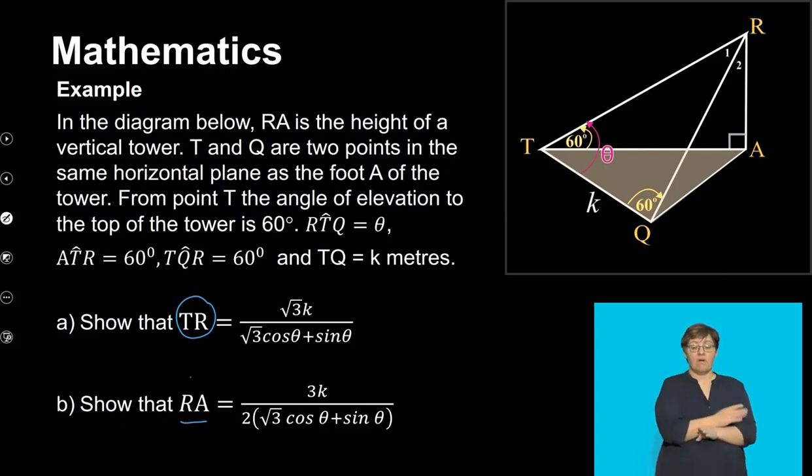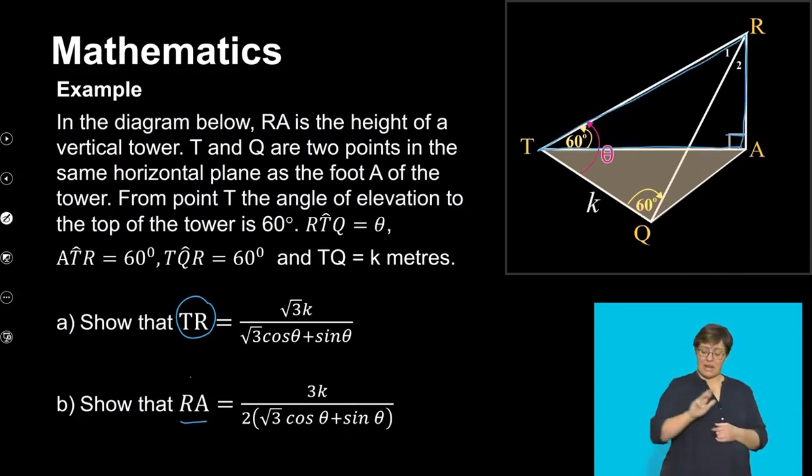But before we look at trying to answer our questions, let's go and analyze our diagram. What they've given us is essentially information in two triangles. The first triangle is this right angle triangle here, RAT, which has a right angle here, and this angle here being 60 degrees. And the second triangle they've given us is this inclined triangle here.